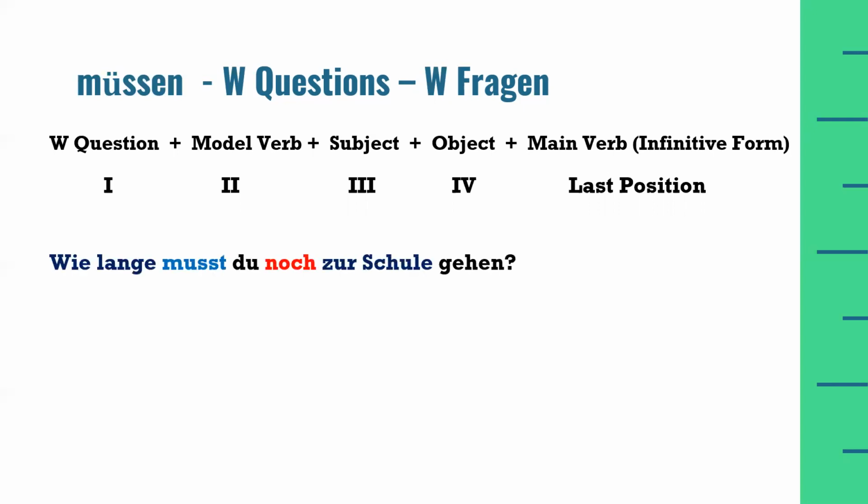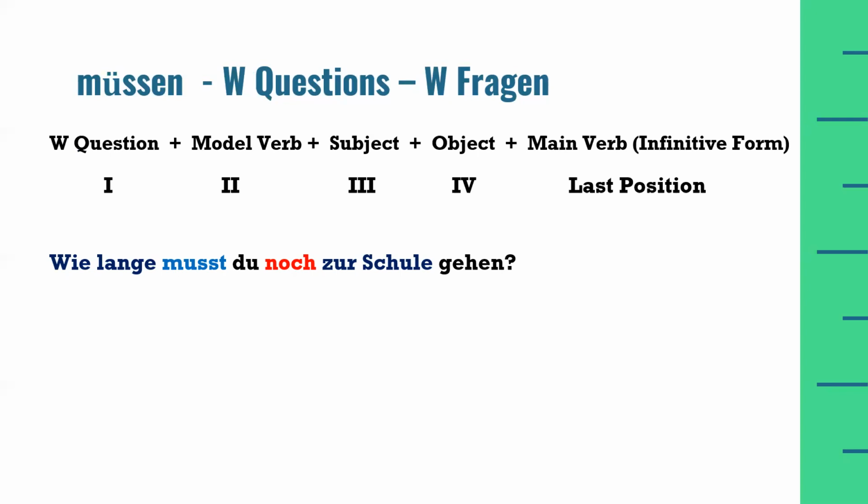The examples are: Wie lange musst du noch zur Schule gehen? For how long do you have to go to school? So we are asking, for how long is it necessary that you go to school? Therefore, we are using the müssen modal verb, and we are following the sentence structure that we have just seen, that we put the W question word at the first position.